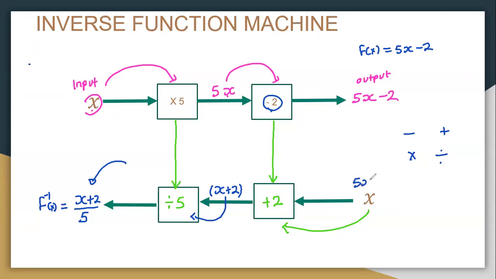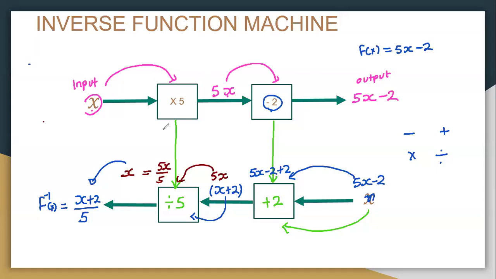When you have 5x minus 2, when we put it in here, we shall have 5x minus 2 plus 2. What do we have as our output? 5x. Now we put it here. What shall we have? 5x divided by 5. We're going to have x. Have we been able to go back? Yeah, that's cool. Thank you so much.